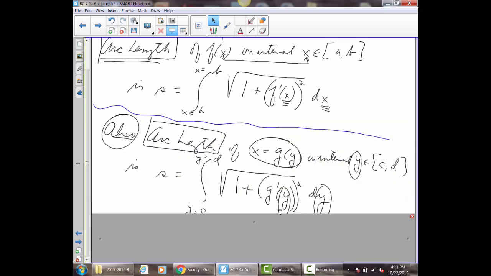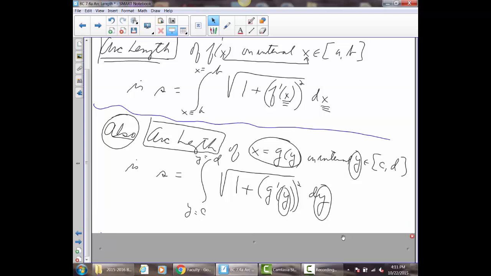However, you might be given a function x equals g of y. Now, in effect, they should tell you the interval from y equals c to y equals d. And of course, now everything's going to be in terms of y. So instead of from a left-hand vertical line of x equals a to a vertical line x equals b, it's going to be from a low horizontal line y equals c to a high horizontal line y equals d.